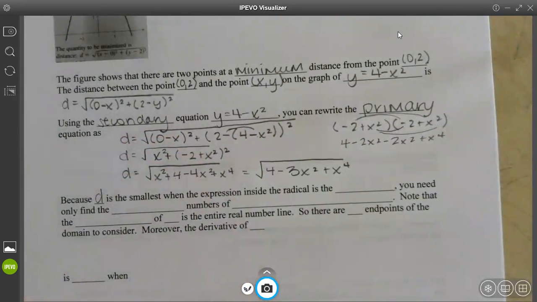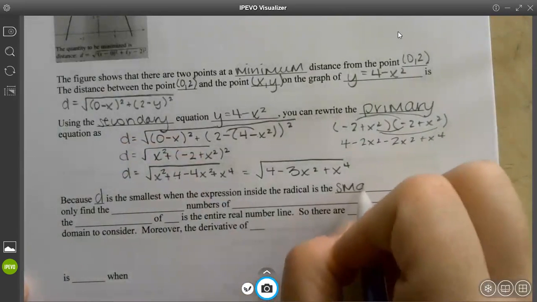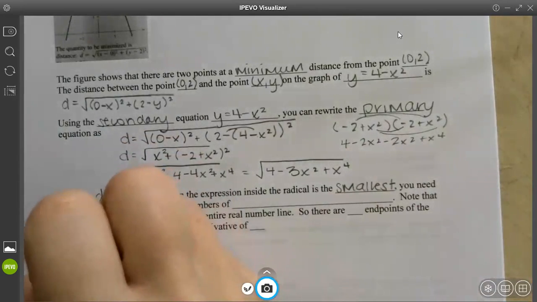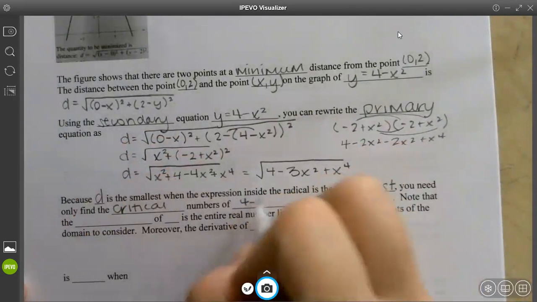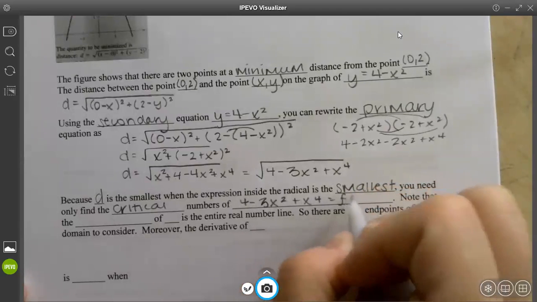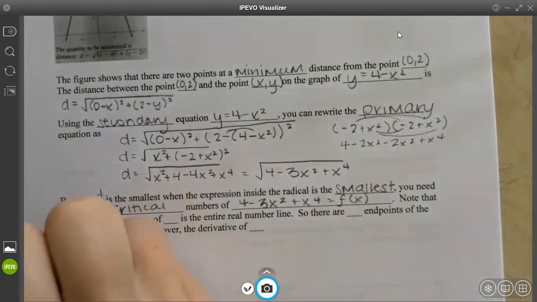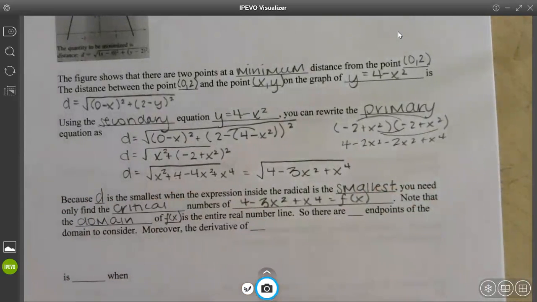Because D is the smallest when the expression inside the radical is the smallest, you need to only find the critical numbers of 4 minus 3x squared plus x to the 4th, equal to f of x. And note that the domain of f of x is the entire real number line.